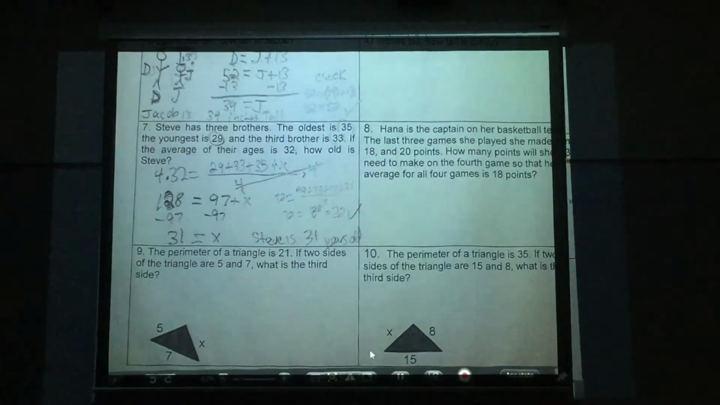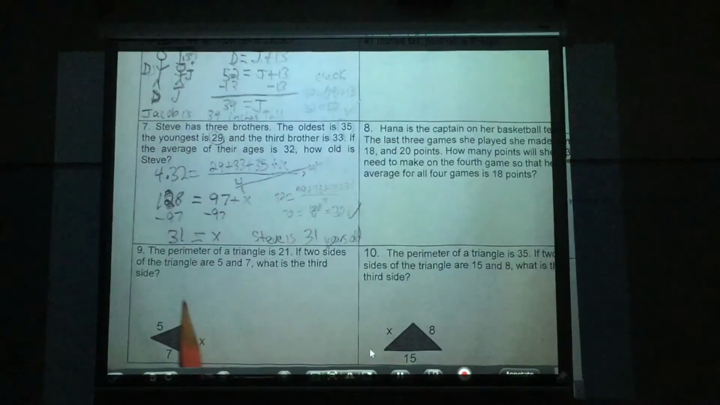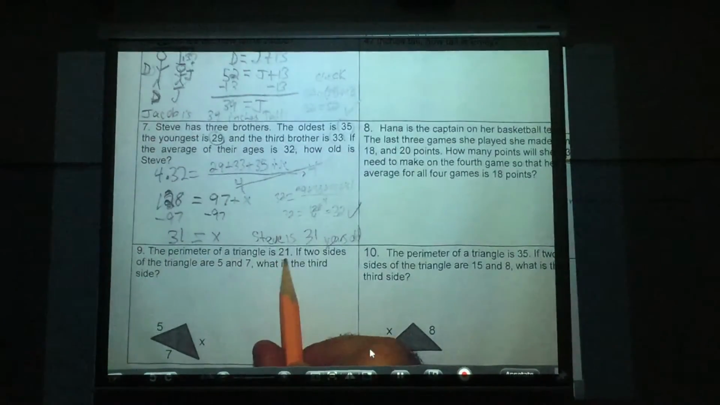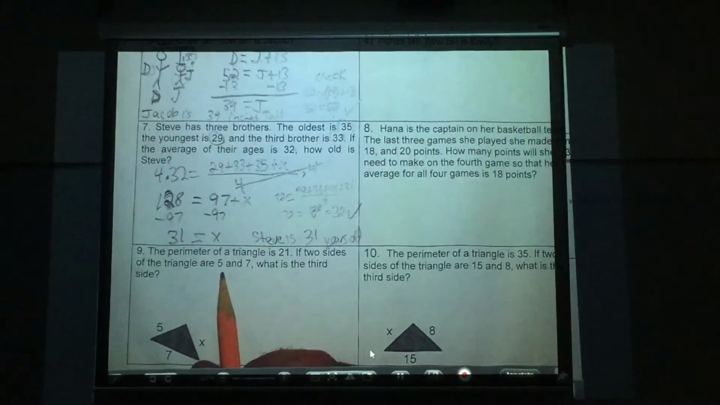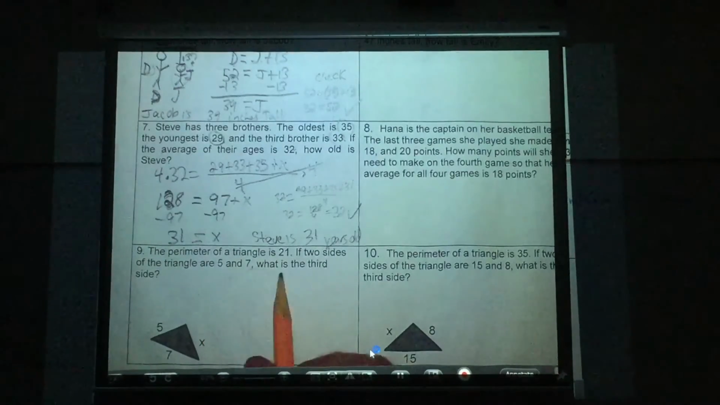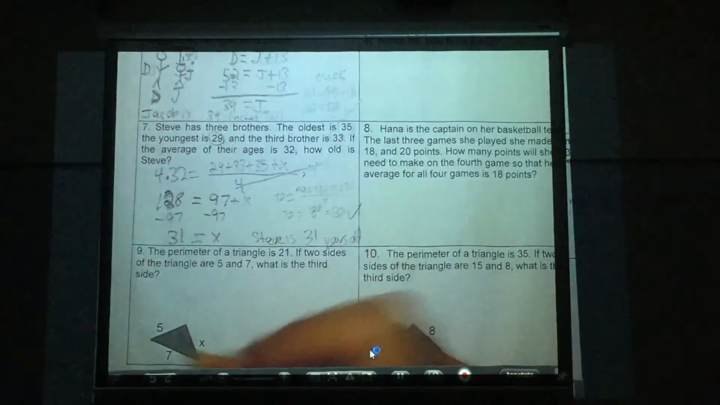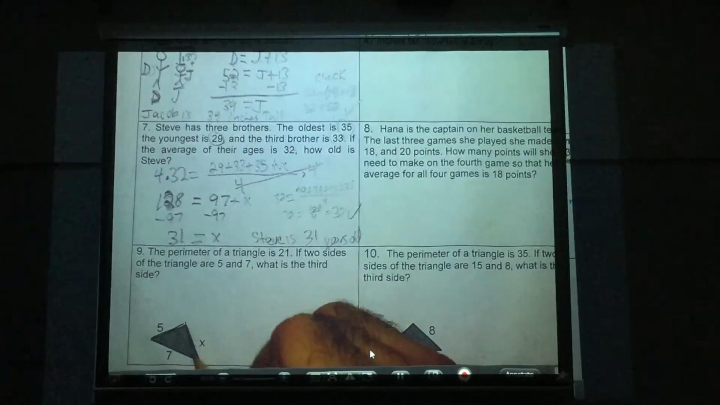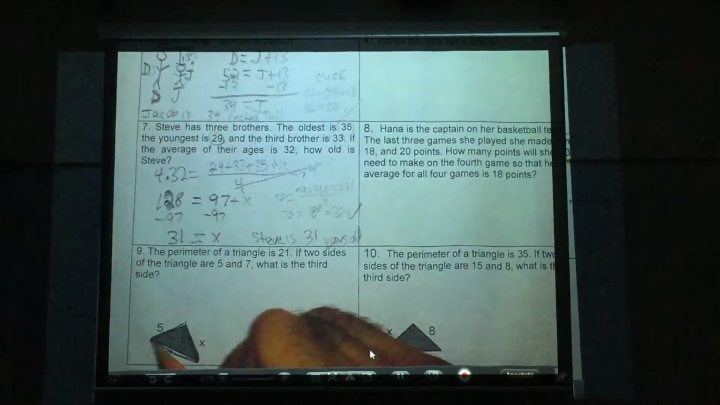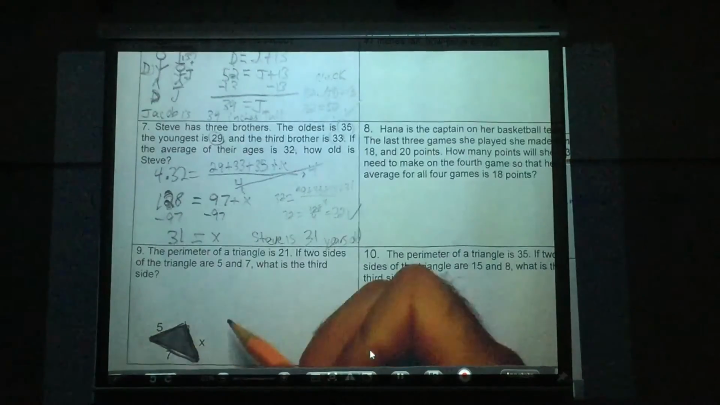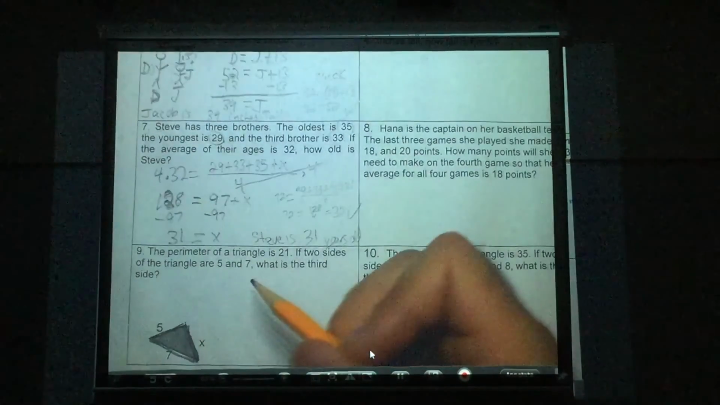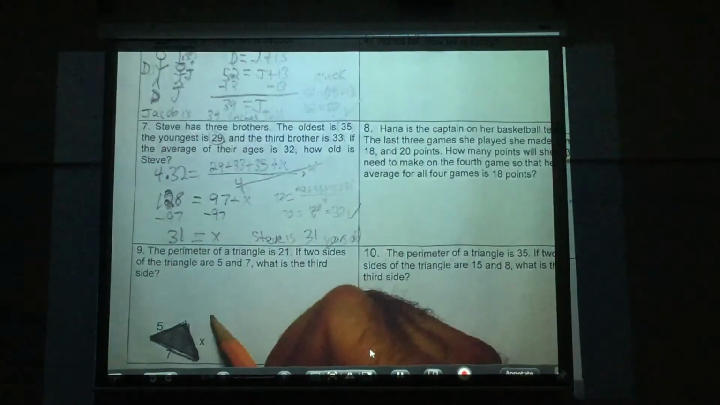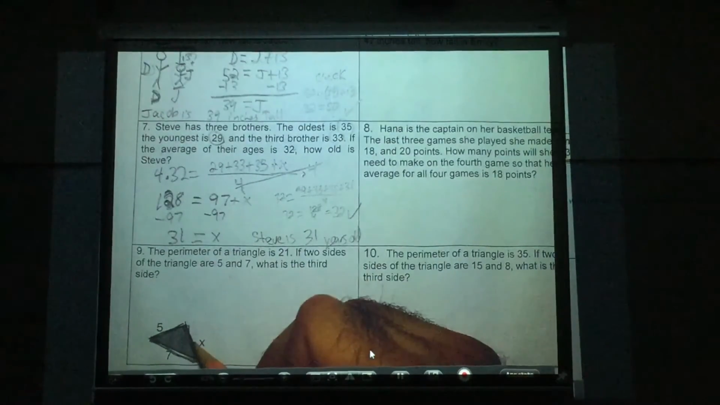All right, last problem, number 9. For number 9, it says the perimeter of a triangle is 21, if two sides of the triangle are 5 and 7. What is the third side? Well, the perimeter of the triangle is the outside of the triangle. That's all of this out here. Okay. How do we figure this out? Well, we need to know that in general, the perimeter of anything is all the sides added together.